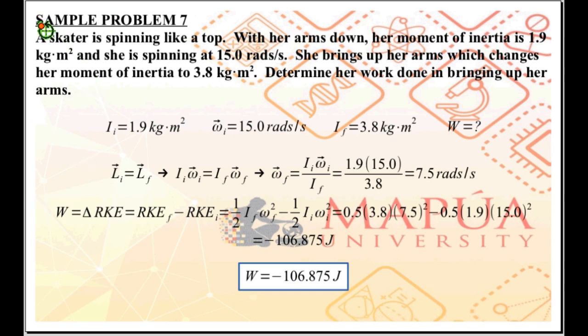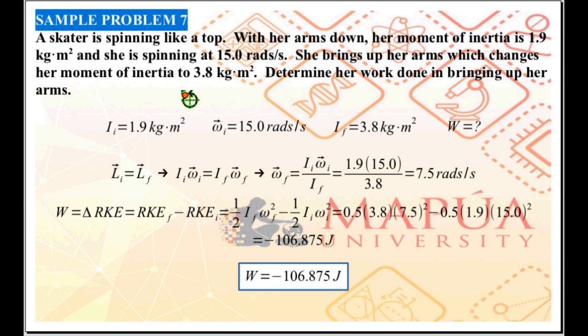And lastly, we have sample problem number 7. A skater is spinning like a top. With her arms down, her moment of inertia is 1.9 kilogram meter squared, and she is spinning at a speed of 15 radians per second. She brings up her arms, which changes her moment of inertia to 3.8 kilogram meter squared. Determine her work done in bringing up her arms.